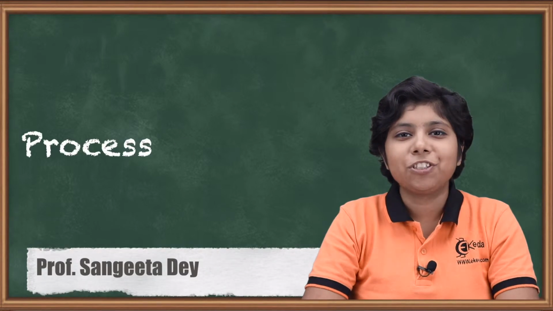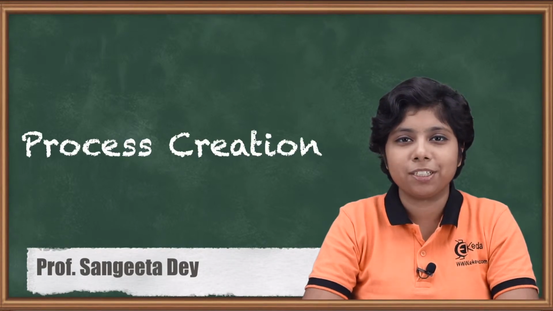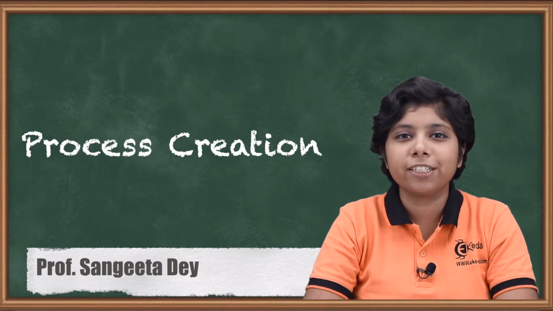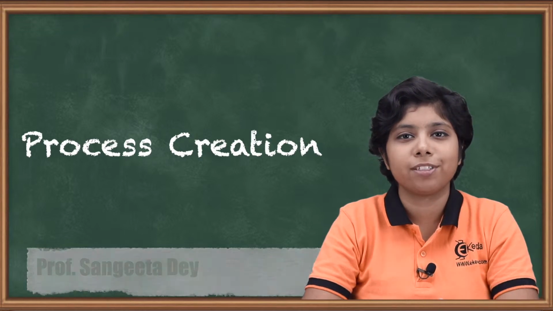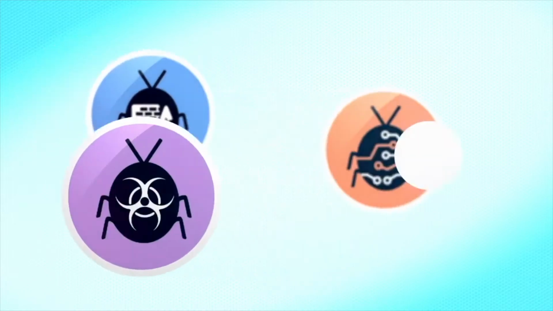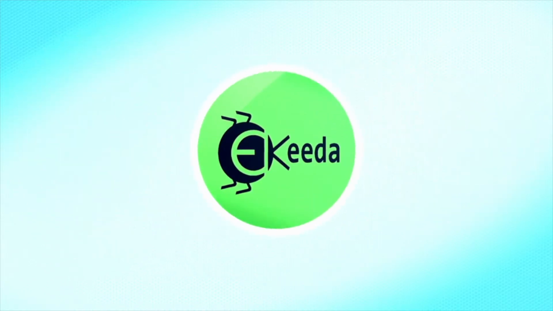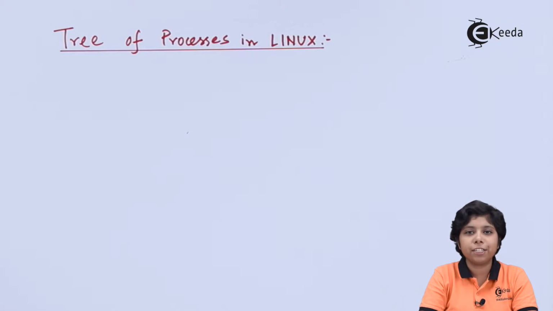Hello friends, today we are going to discuss process creation in process management: how processes are created, including the init system call, and how the tree of processes is generated. In Unix and Windows, in which ways are the processes created? During execution, a process may create another process.